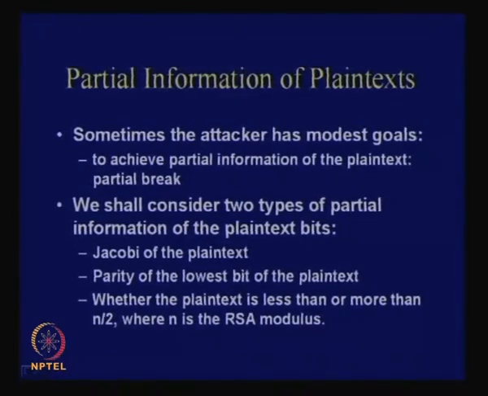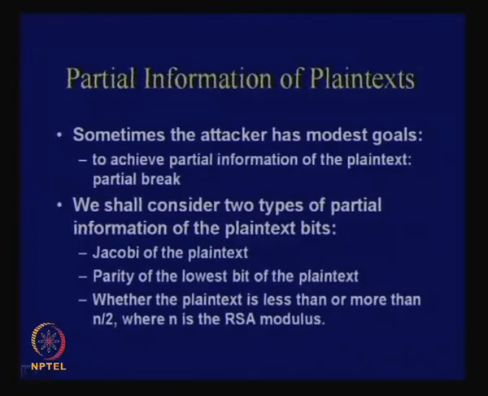We shall see that in the case of RSA there are some pieces of information which may leak, and some which should not leak. We shall see both the plus and the minus. First, you will find that the Jacobi of the plain text is leaked. We shall also study two other properties: the parity of the lowest bit of the plain text, that is whether the lowest bit is 0 or 1, and whether the plain text is less than or more than n by 2. What I am interested in is whether it is more than half or less than half of n.